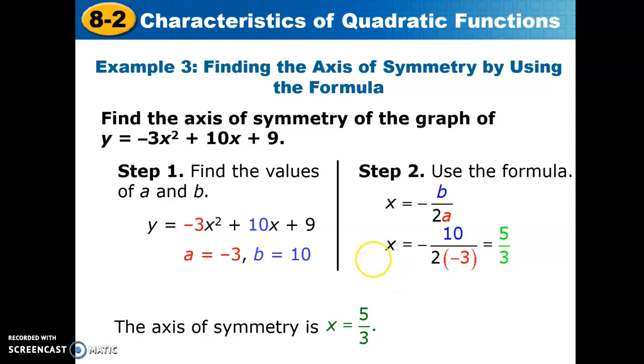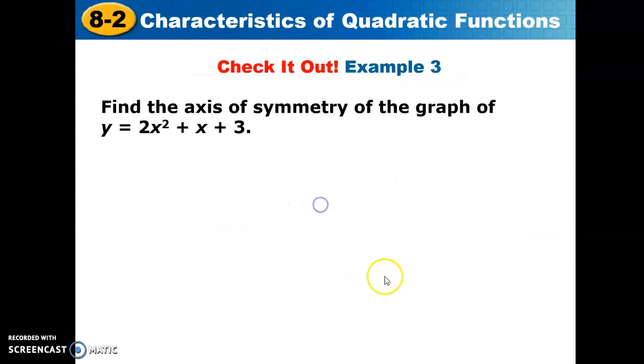That would be really hard to extrapolate from a graph. That would be hard to see. Okay, so the formula comes in handy.